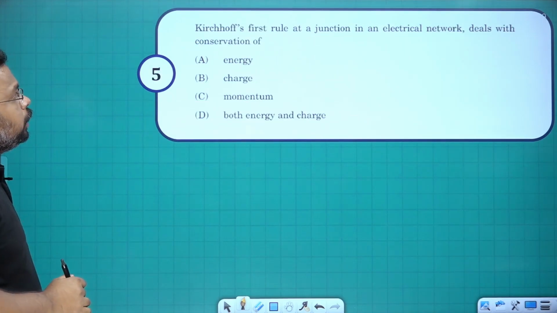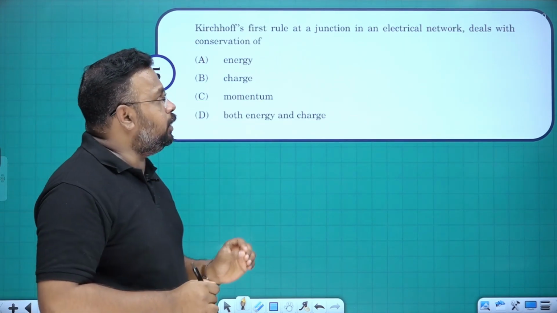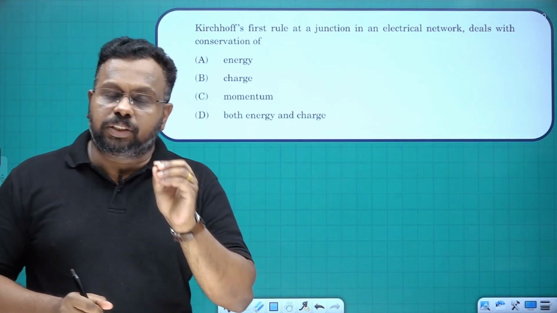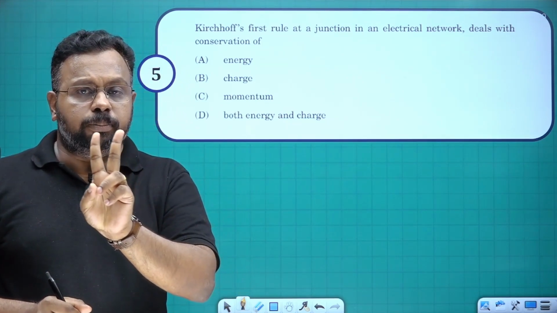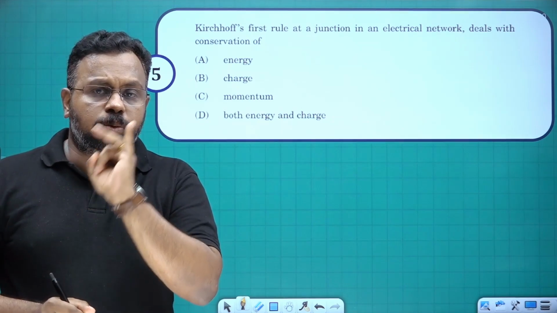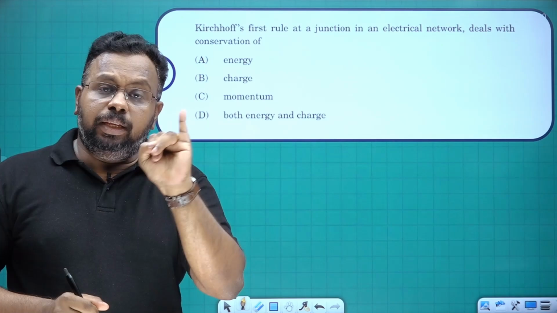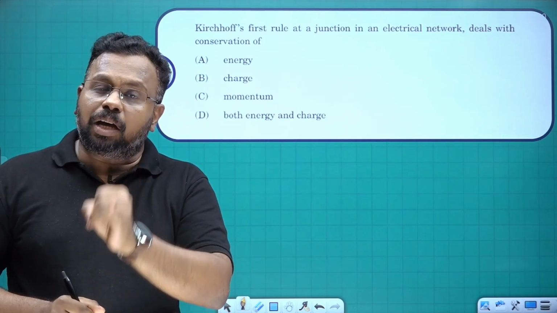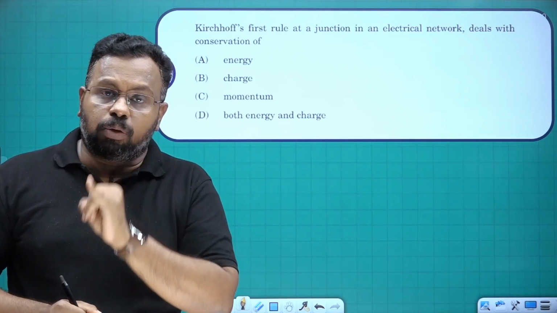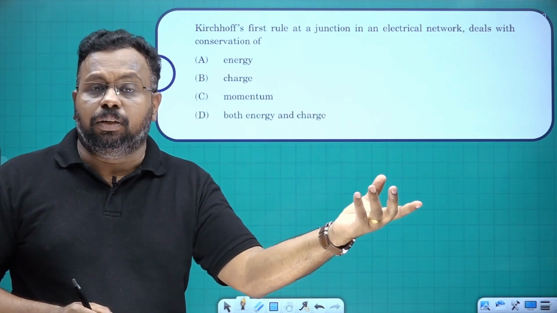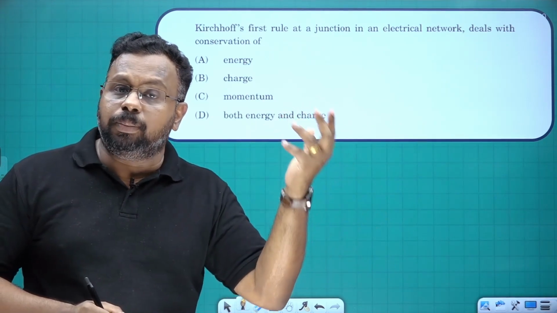Question number 5. Kirchhoff's first rule at a junction in an electrical network deals with the conservation of what? Kirchhoff's junction rule. We have two important rules by Kirchhoff. One is Kirchhoff junction rule and the other is what? Kirchhoff loop rule. Junction rule is the current rule, loop rule is the voltage rule. In junction rule, which one is conserved? Charge is conserved because it deals with the current. Current is flow of charge. And in the voltage rule, which one is conserved? Voltage. Voltage means potential. Potential is work. Work is nothing but energy.